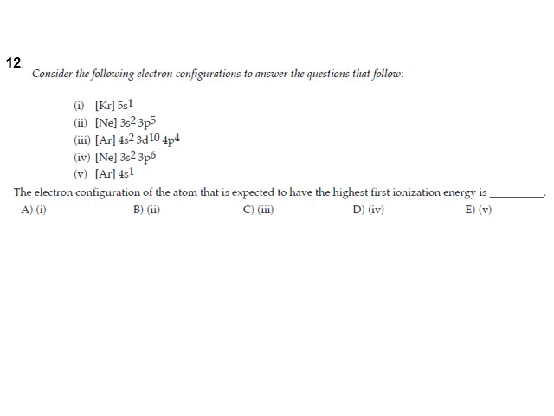So what they're asking is which one would be the hardest one to remove an electron from, and it would be 2 in that case, because it's going to really hold on to the electrons that it has. It wants 1 more.